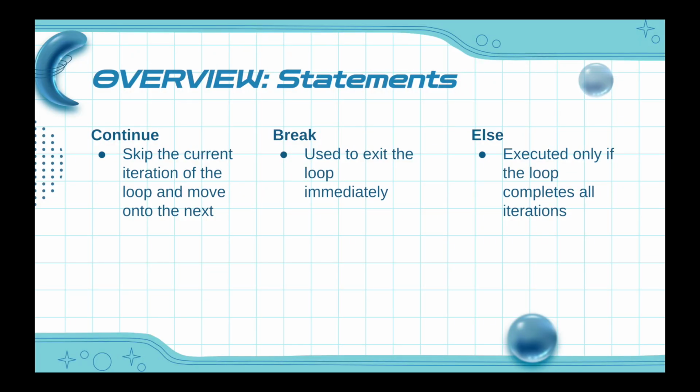Now, let's do a quick overview of all the statements we just learned. The continue statement is used to skip the rest of the current loop iteration and move to the next iteration, allowing specific conditions to bypass parts of the loop without exiting it. The break statement is the complete opposite. It's used to immediately exit the loop regardless of the loop's current condition or remaining iterations. And lastly, else statements in loops execute after the loop completes all iterations without encountering a break statement. This provides a way to run code only if the loop completes normally without interruption.